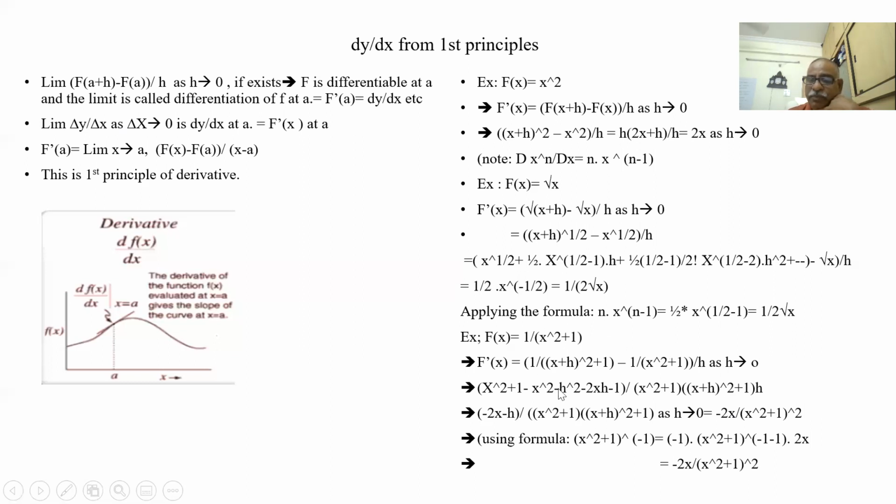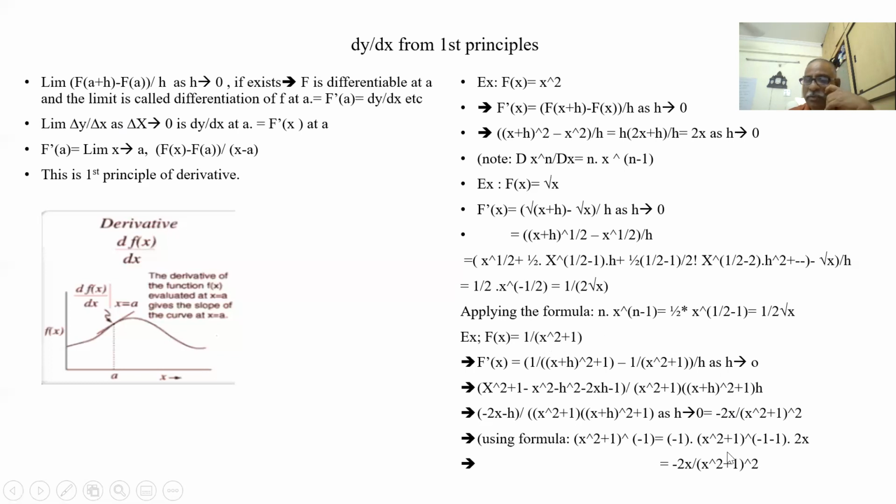This we know. Suppose now we use the power of n. What is this? X square plus 1 whole to the power of minus 1. So minus 1 into x square plus 1 whole to the power of minus 1 becomes minus 2, into what is the differentiation of x square?